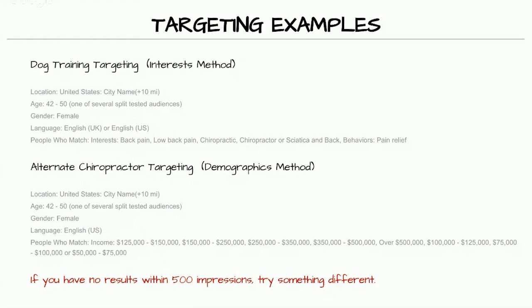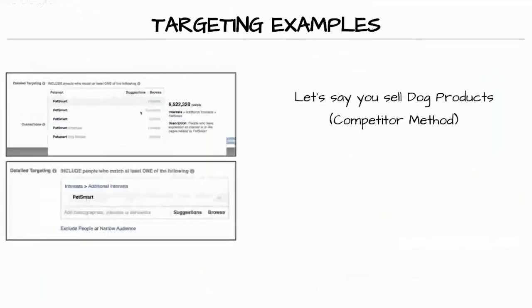Again, dog training, same thing. Let's say you're a dog trainer. Okay. City name, 10 miles, your age, your gender, who match. I actually meant to change this. I meant to put Caesar Milan, Jillian Michaels, all that stuff. And I covered that earlier in a slide, actually. So I don't even need this slide.